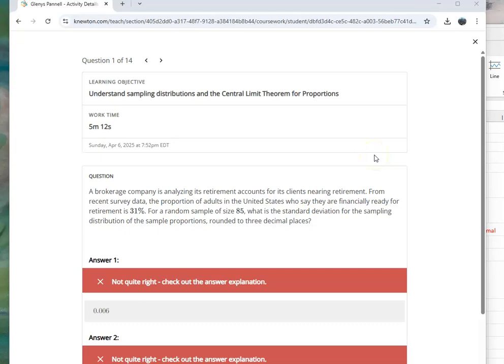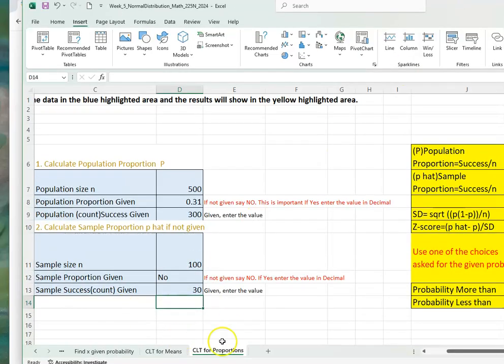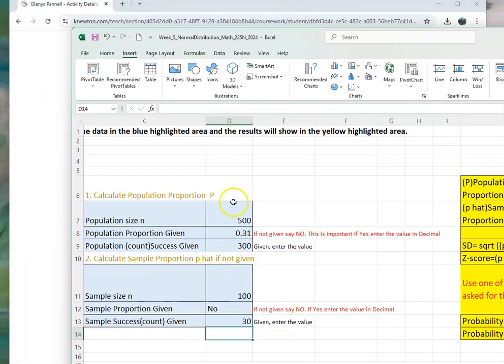I'm going to do several problems in this video covering the central limit theorem for proportions. Make sure in the week 5 spreadsheet you're on that correct tab that says it's for proportions. And then I want to talk a little bit about this information here, both for the population data you could enter and for the sample data. There's this middle cell which asks if the population proportion is given or not.